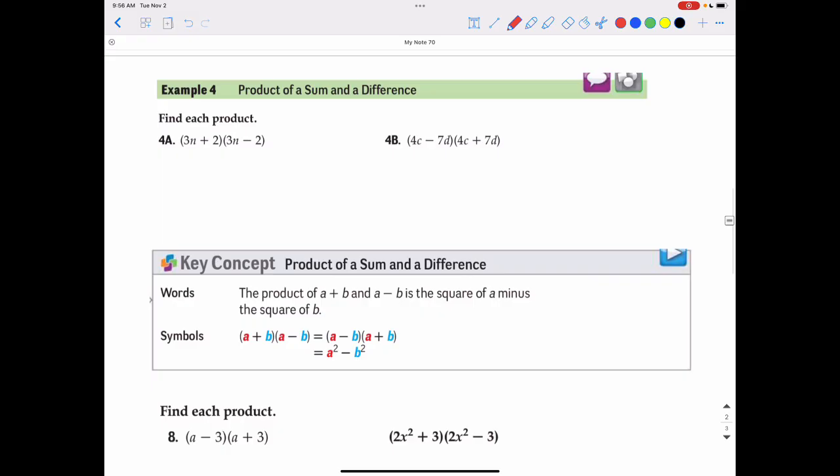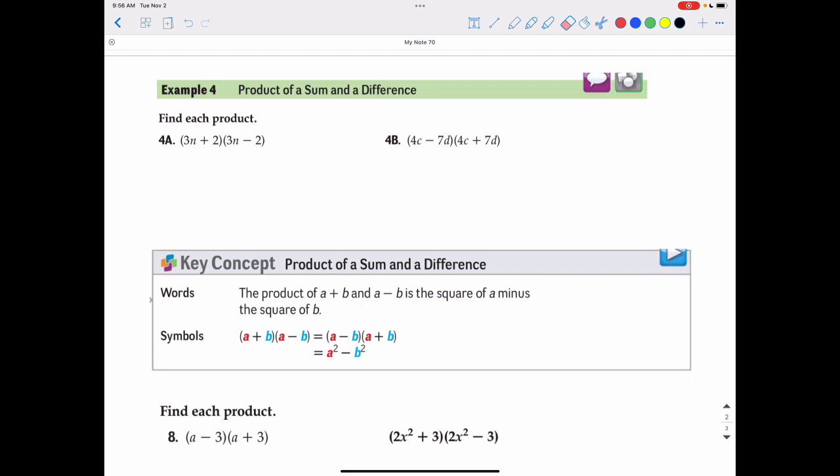These look a little bit different. These are called product of sum and difference. And notice it looks like it's the same thing written out twice, but one of them is plus and one of them is minus, which means this was not a set of parentheses squared. This was not a binomial squared because it's not the exact same thing. So what happens if the signs are just different? How does that change how we multiply it out?